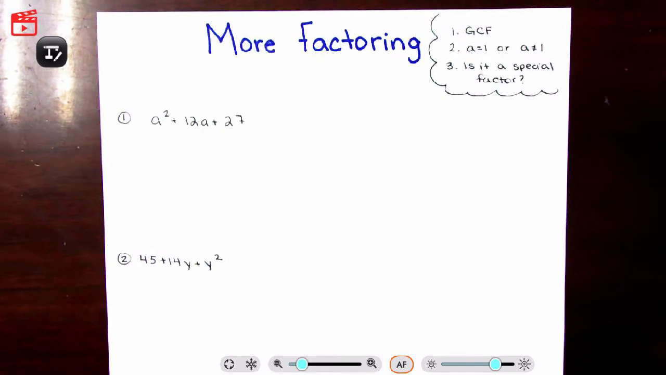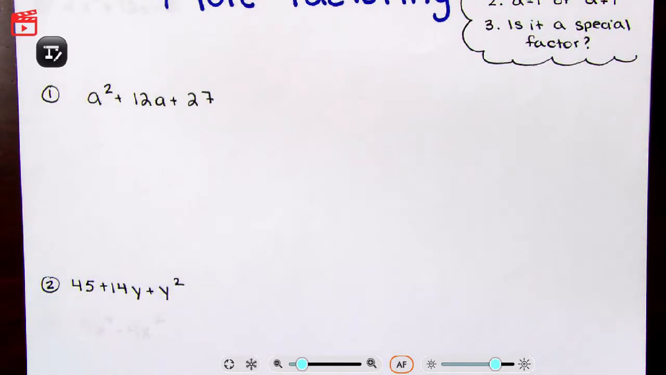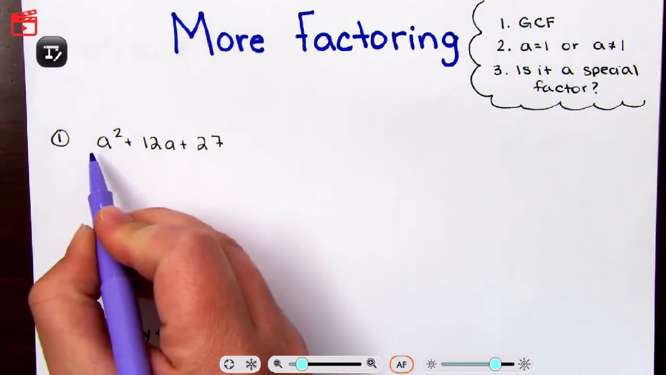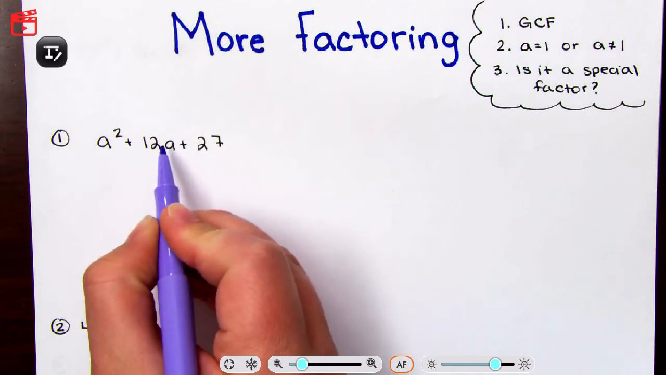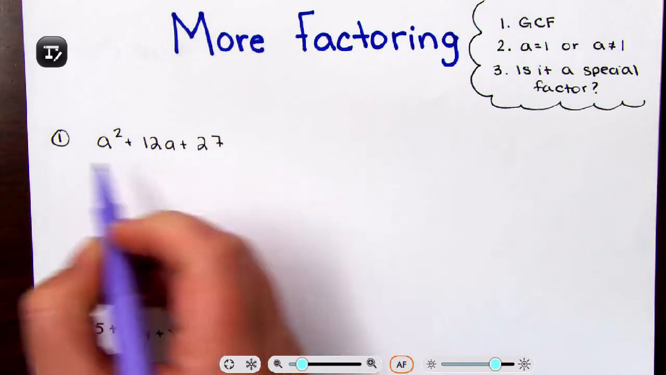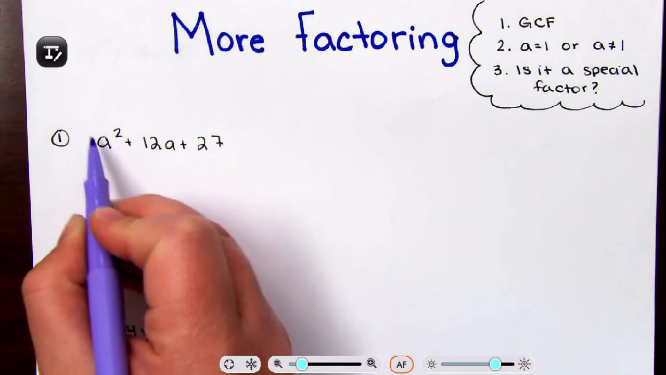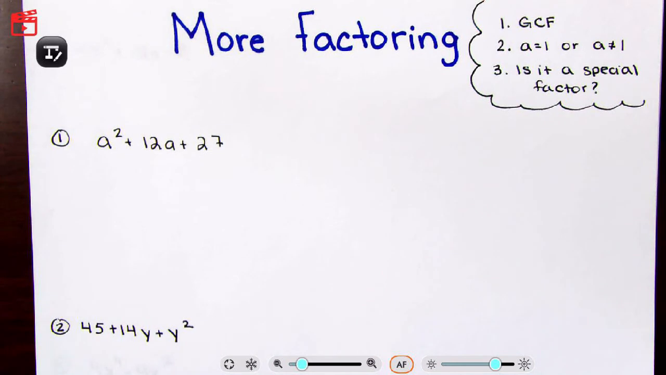In question number one, we have a trinomial. That means we have three terms. Step number one is always to see if we have a GCF. Now, GCF stands for the greatest common factor, meaning is there anything that all terms have that we can remove? In question number one, I have a squared, a, and 27. So I have an a here in the center term, but I don't have an a in the third term. I have a 12 here and a 27, but I don't have any numerics here on a. Therefore, there is no GCF.